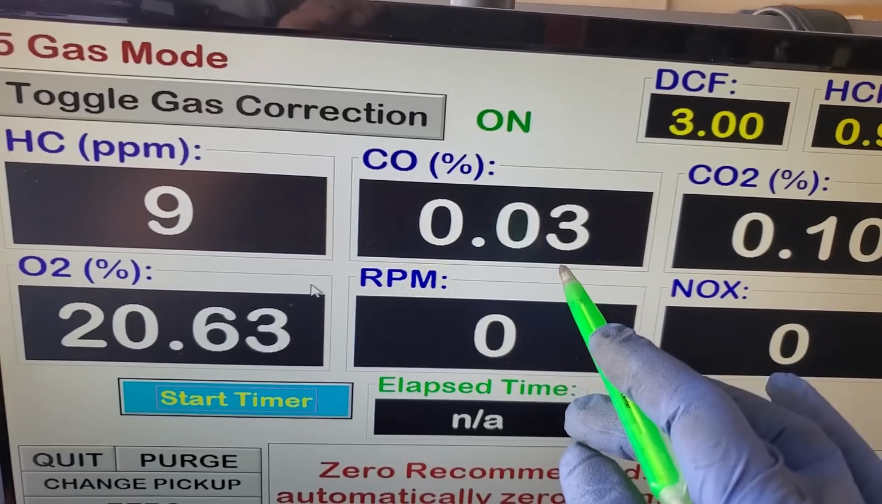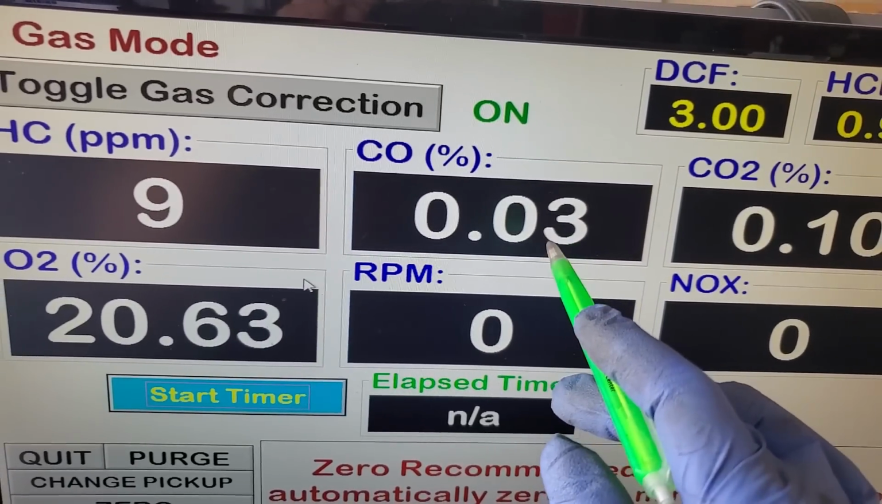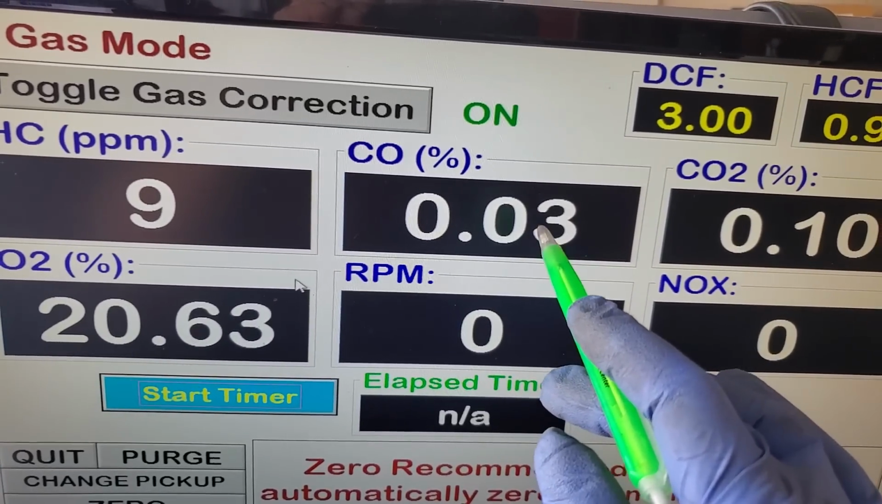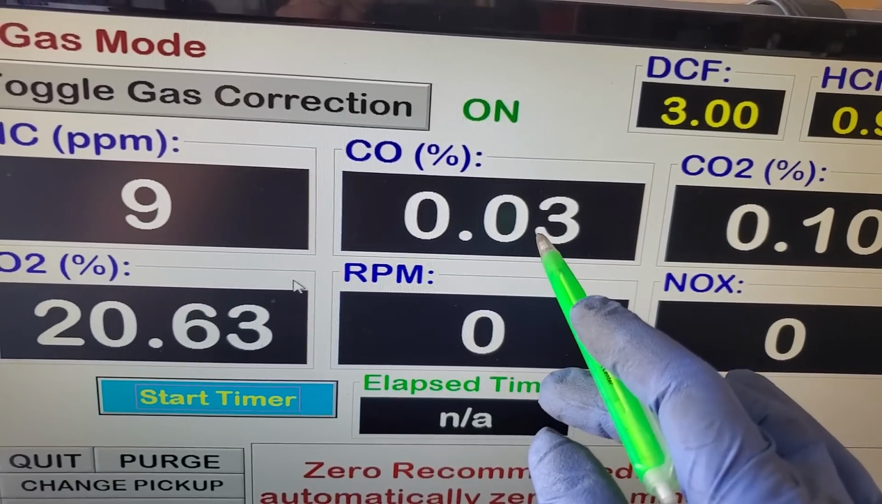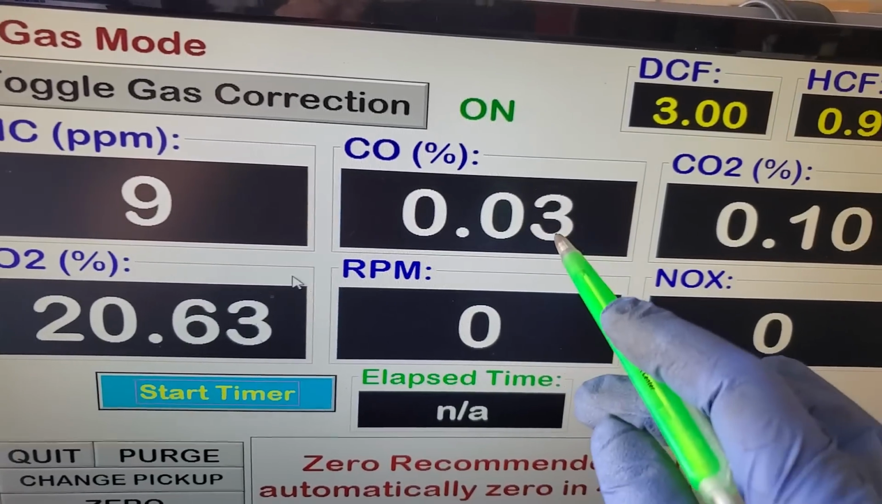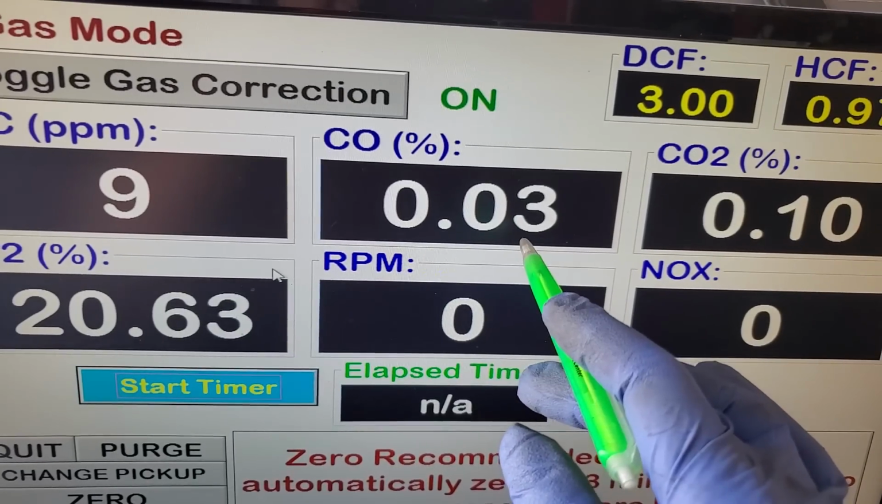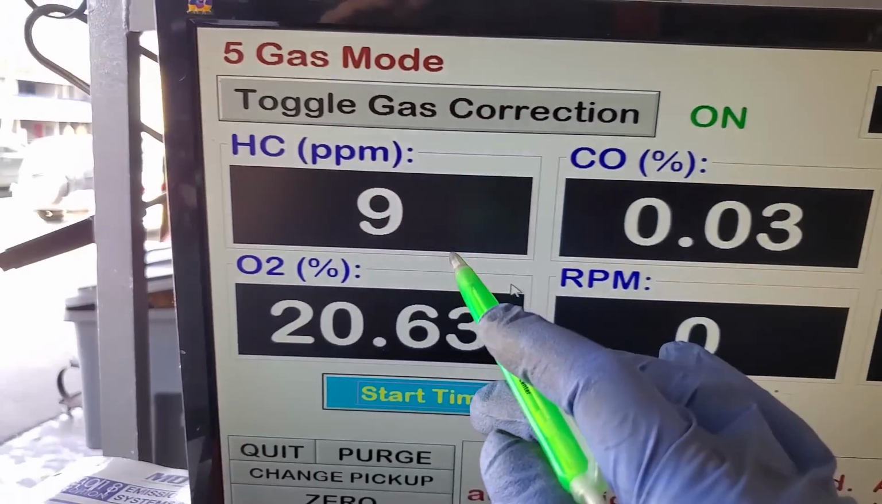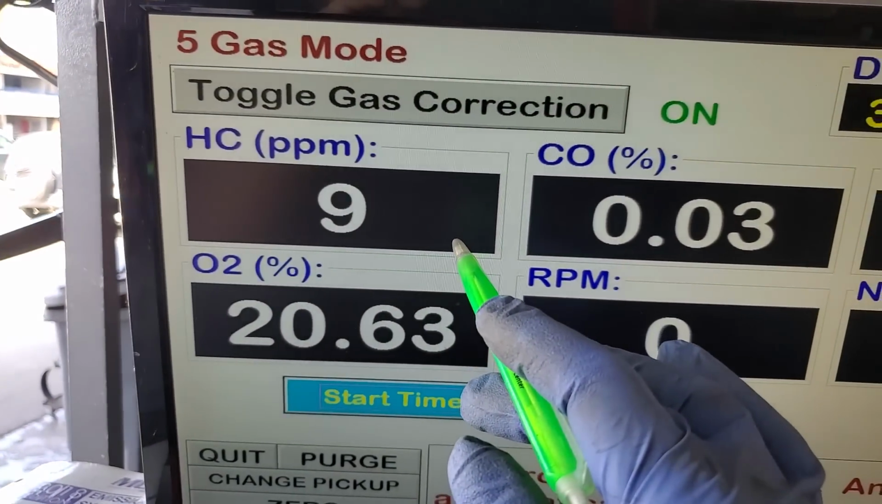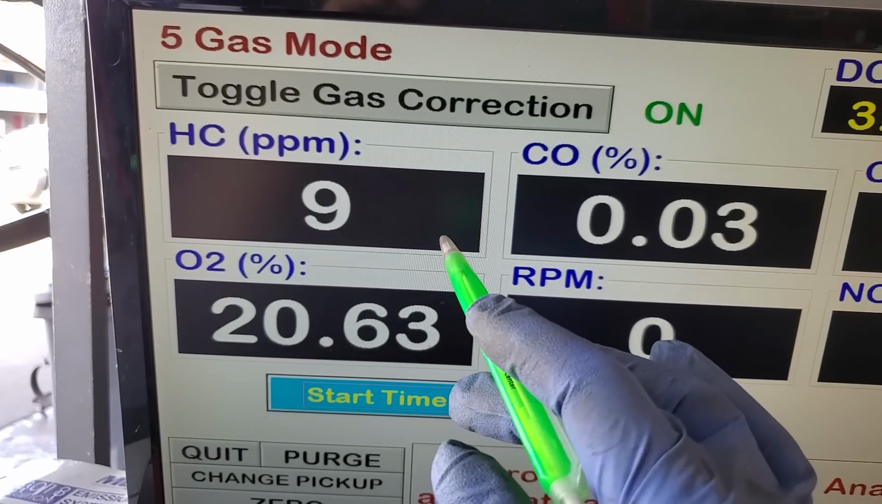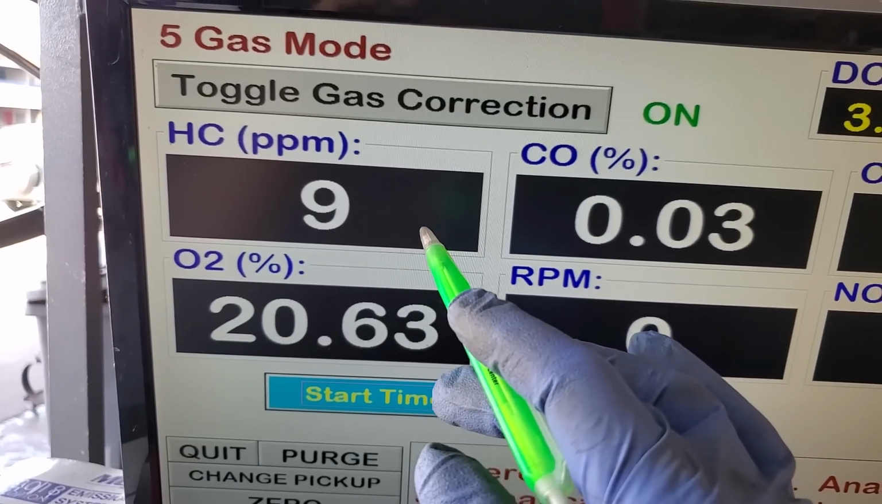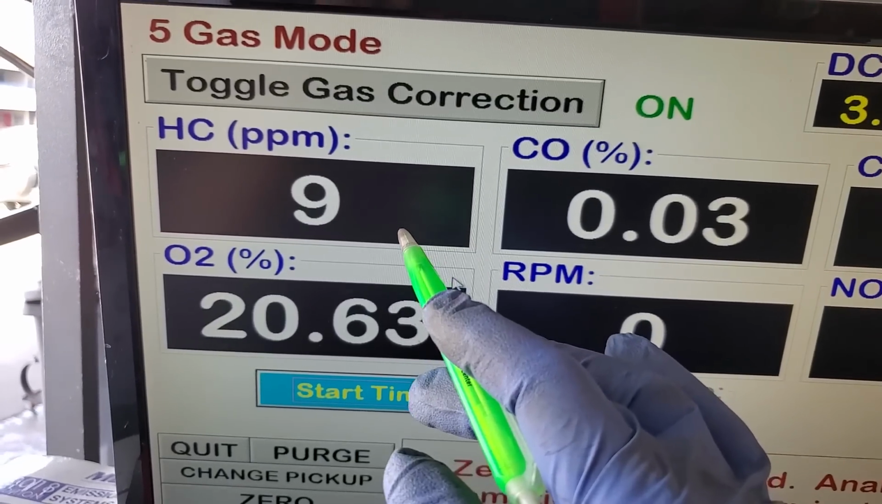And this on a modern catalytic converter vehicle should be around 0. On a carbureted vehicle with no catalytic converter, 1 to 2%. Hydrocarbons should be below 100, no catalytic converter. Modern car, they should be under 10.